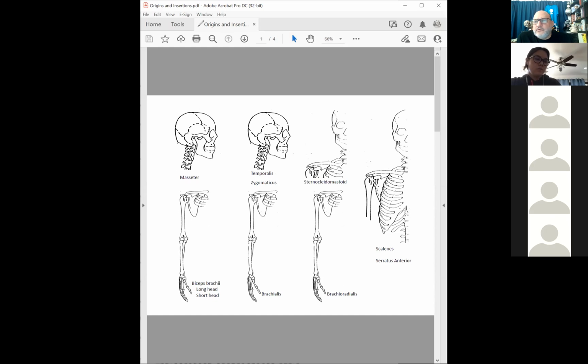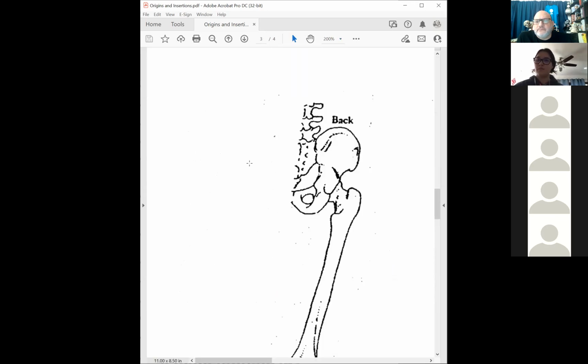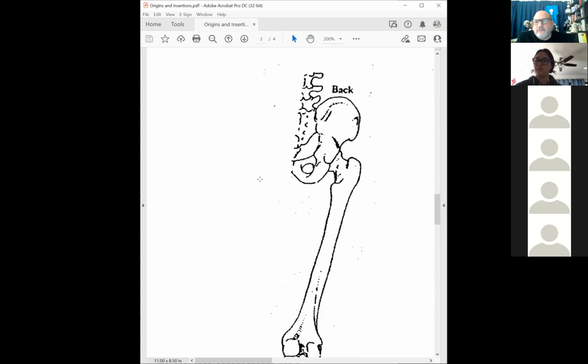So we're on here. Let's make it bigger. What is the origin of the gluteus maximus? The dorsal ilium, sacrum, and coccyx. Okay, excellent. So the dorsal part, not the crest so much, but the dorsal part of the ilium, the sacrum, and the coccyx. So a very medial origin.